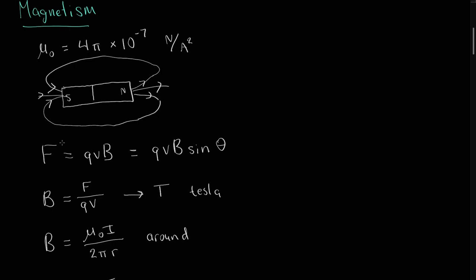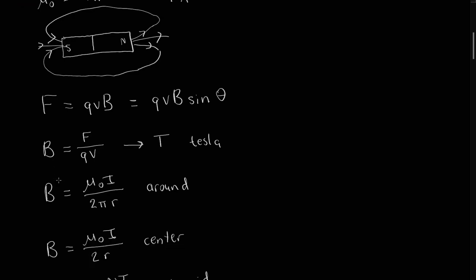Then we move on to the magnetic force, which is equal to QVB, which is also equal to QVB sine theta. Q in this case is the charge, with V being the velocity and B being the magnetic field. In order to calculate this magnetic field, we have a couple of formulas. If we rearrange this equation for the magnetic force, we can get B is equal to the magnetic force over QV, which is just charge times velocity. And the units for this magnetic field are T, which is known as Tesla.